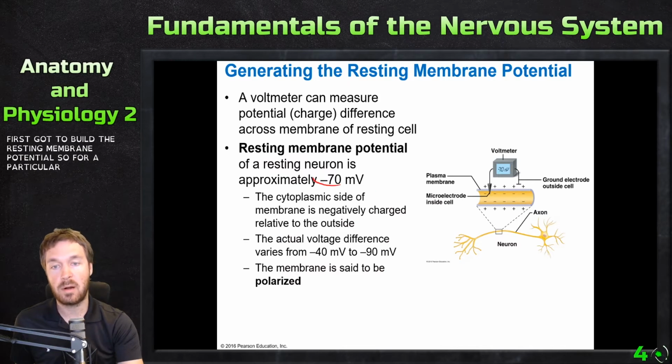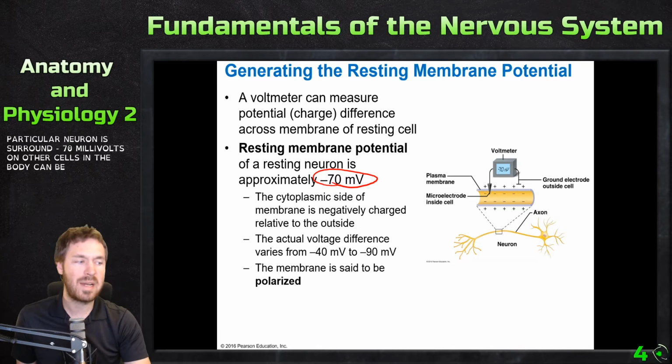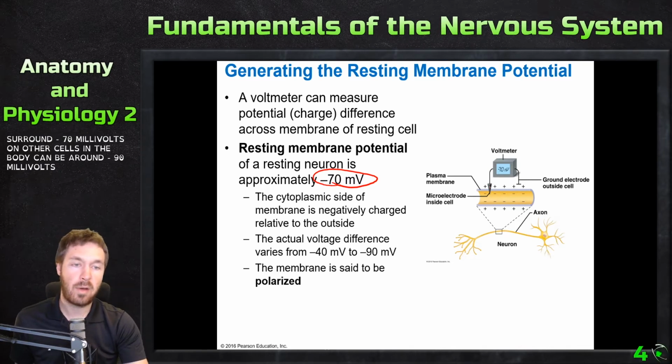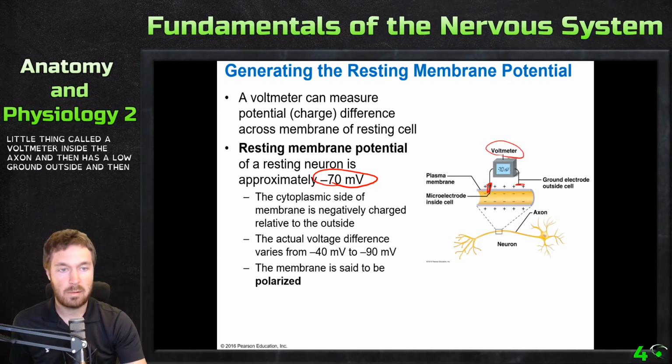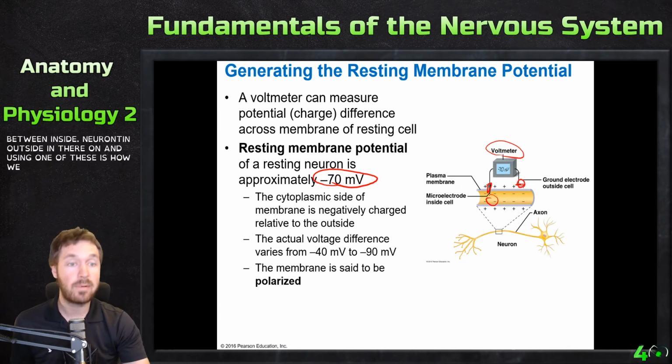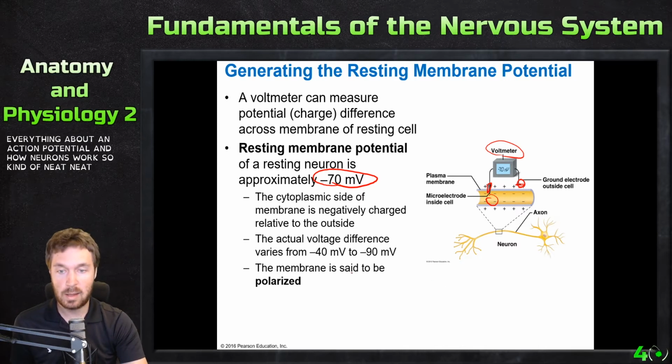For a particular neuron, it's around minus 70 millivolts. Other cells in the body can be around minus 90 millivolts. How we measure this: we put a little thing called a voltmeter inside the axon, and it has a little ground outside, and then it can record the electrical difference between inside the neuron and outside the neuron. Using one of these is how we figured out everything about an action potential and how neurons work. Kind of neat how that works.